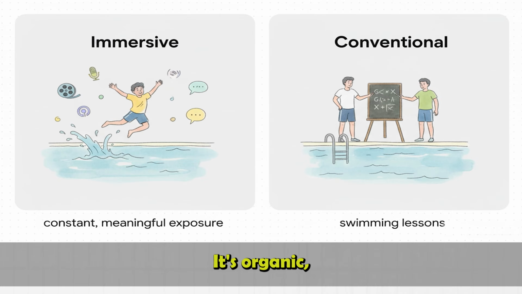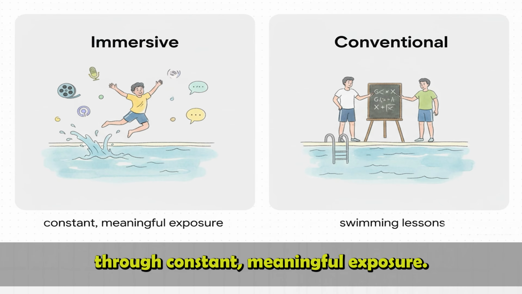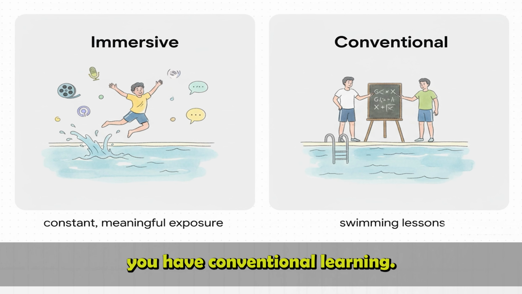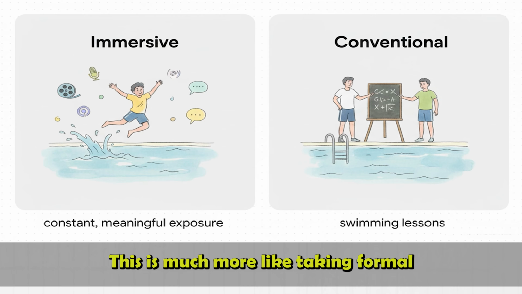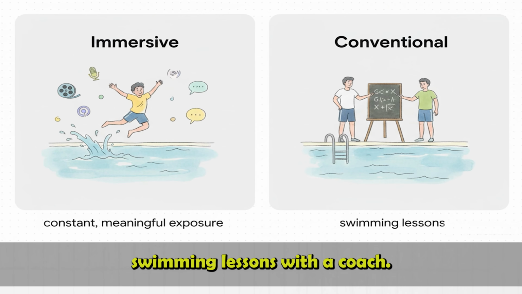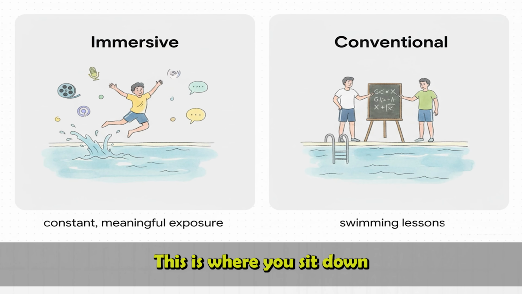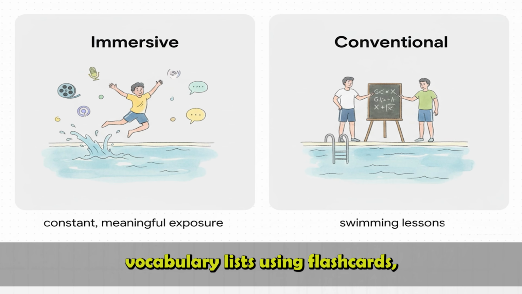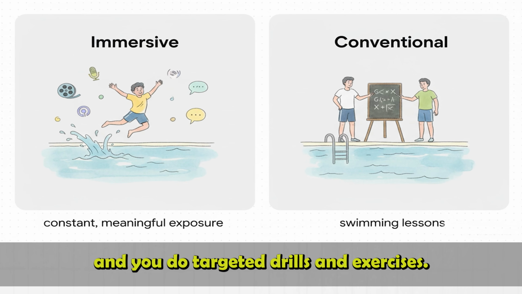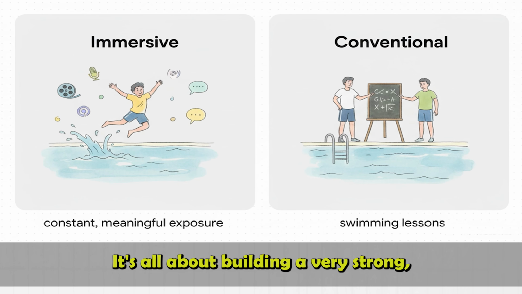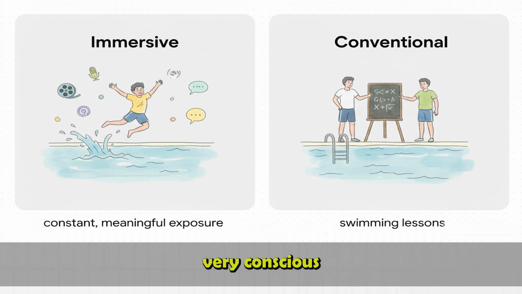It's messy, it's organic, and it simulates how every single one of us learned our very first language through constant, meaningful exposure. Then, on the other side, you have conventional learning. This is much more like taking formal swimming lessons with a coach. It's the structured, systematic, classroom-style approach. This is where you sit down and you learn the explicit rules of grammar. You memorize vocabulary lists using flashcards, and you do targeted drills and exercises. It's all about building a very strong, very conscious, and explicit foundation of how the language is supposed to work.